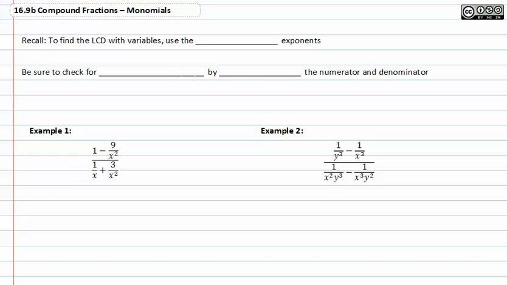In this video, we're going to work with monomials. You may recall that to find the LCD with variables, use the highest exponent. Be sure to check for reducing by factoring. The numerator and the denominator.